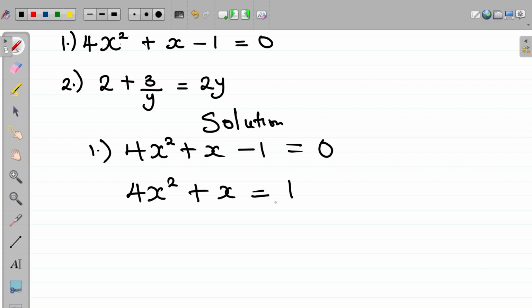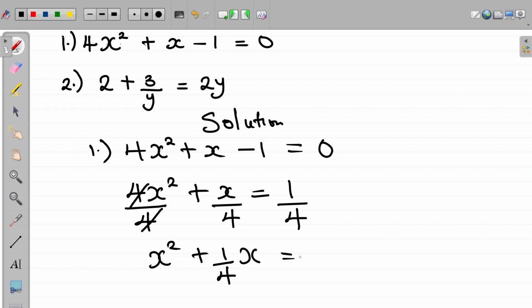Now note that for us to be able to use the completing the square method, the coefficient of s squared should be equal to 1. So we divide our equation by the coefficient of s squared, which is equal to 4. So we divide here by 4, divide here by 4, and divide here by 4. So 4 cancels out 4. Our equation now becomes s squared plus 1 divided by 4 multiplied by s equal to 1 divided by 4.